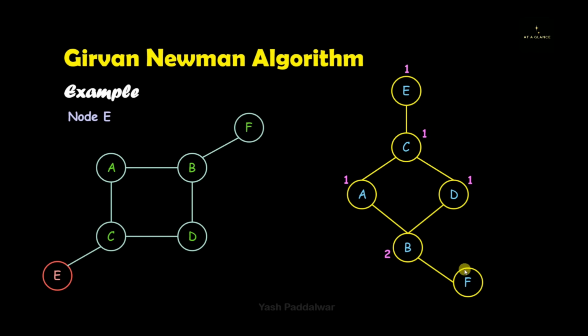One is ECAB and second is ECDB. Similarly, for the node F, you have two paths, hence the node weightages of both these nodes will be 2. Now we'll have to calculate the edge weight starting from the leaf node.